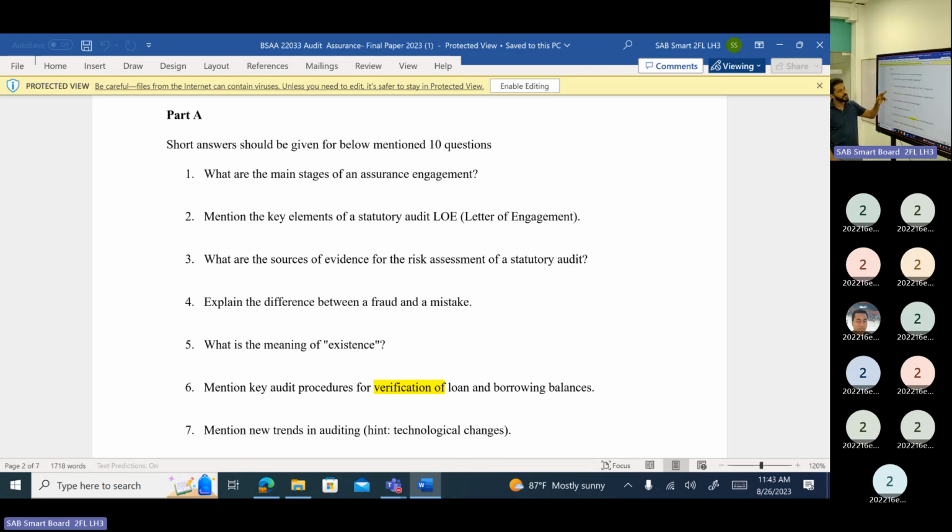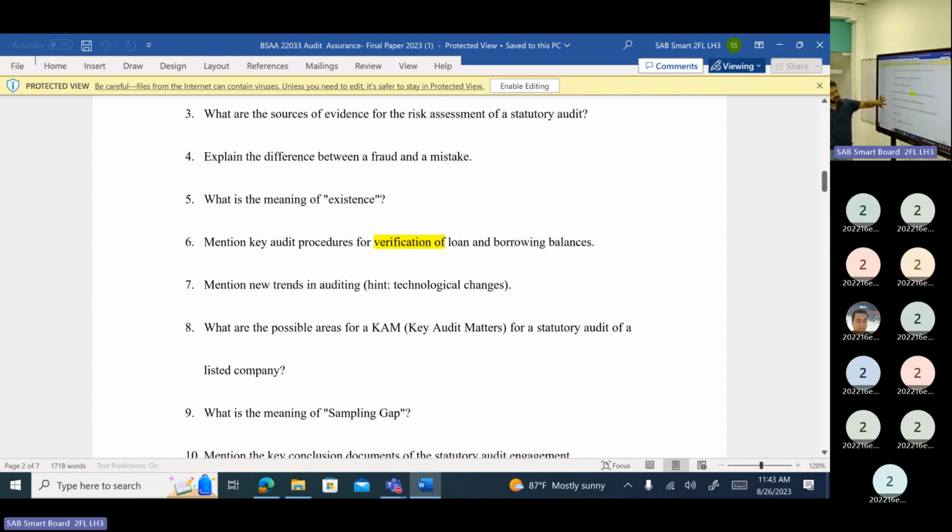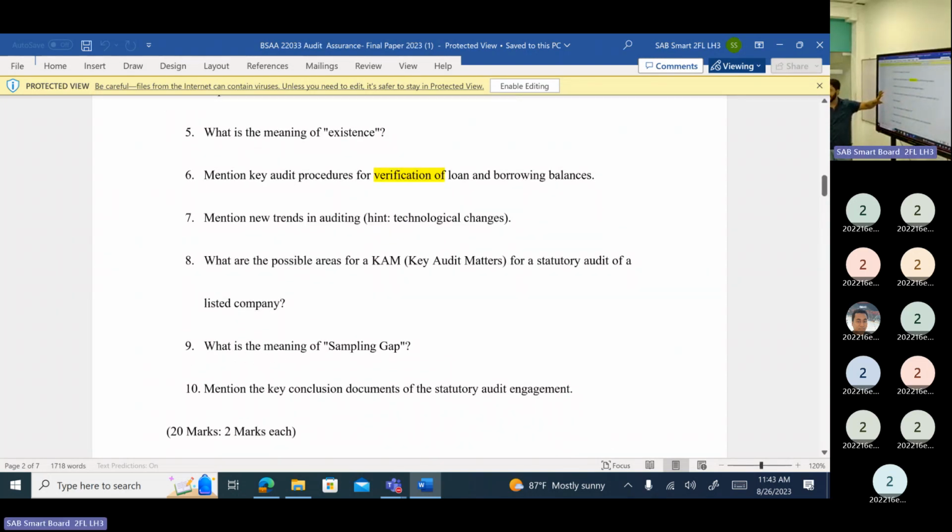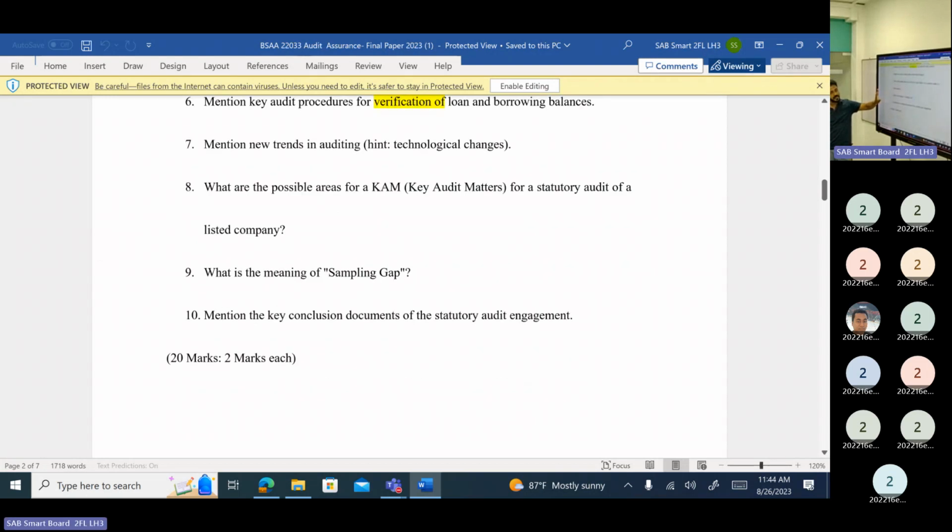Mention key elements of a letter of audit engagement, LOE. Once you are preparing a letter of engagement, what are the key elements? What are the focus areas? We discussed this recently. Don't worry about this, it doesn't test your knowledge, because you are very fresh to audit. These are the things that can be asked.